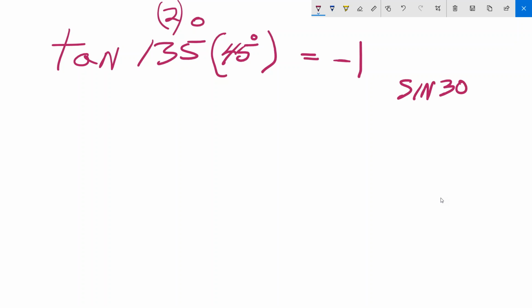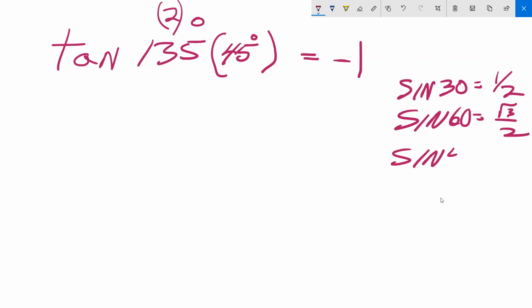Here's the ones you want to really know. Sine of 30 is 1/2. Sine of 60 is square root of 3 over 2. And sine of 45 is square root of 2 over 2, if you like, or 1 over square root of 2. Okay? So those three, just kind of memorize them, and then you don't have to constantly go back to that triangle and figure them out.